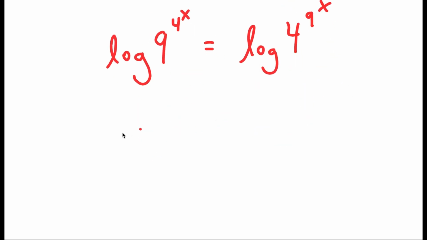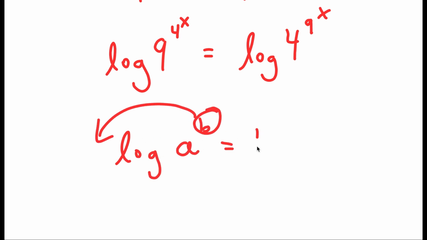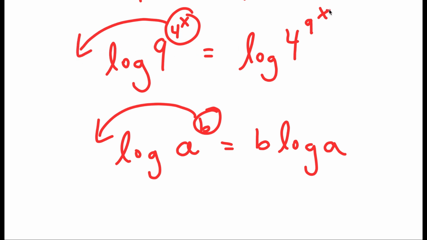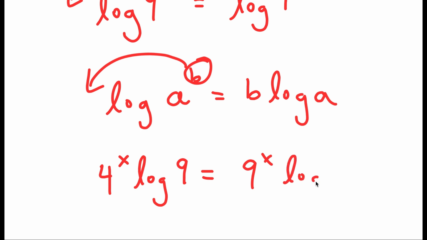And from here, if I have something in the form log a to the power of b, I can move this exponent b to the front, so this turns into b times log a. In this case, I have log 9 to the power of 4 to the power of x, and we can just think of 4 to the power of x as b. So I can move 4 to the power of x to the front, and in my right hand side I can move 9 to the power of x to the front. So I get 4 to the power of x times log 9 is equal to 9 to the power of x times log 4.